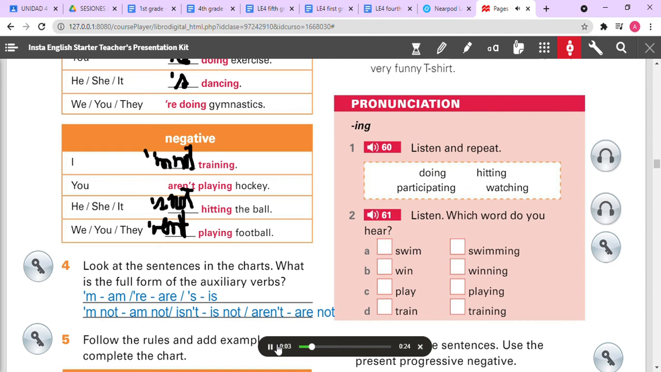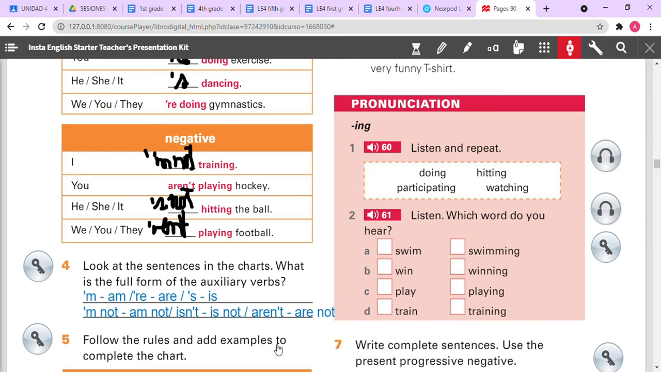Track 61, Pronunciation. Activity 2. A. Swim. B. Winning. C. Playing. D. Train.